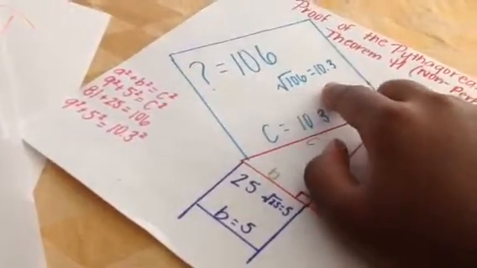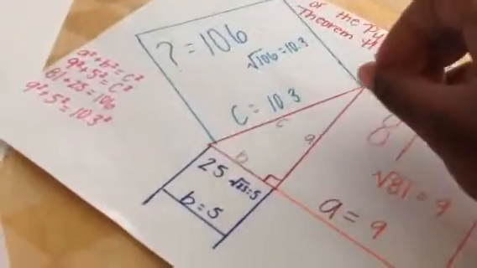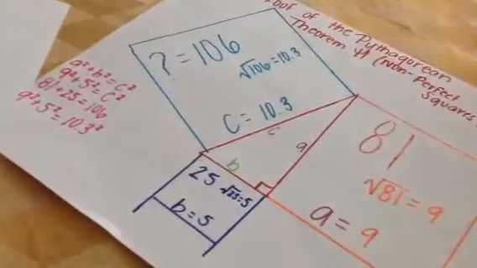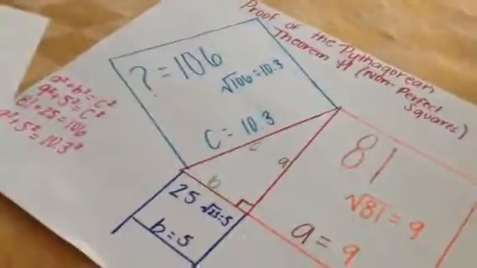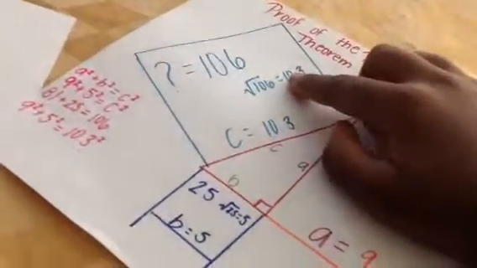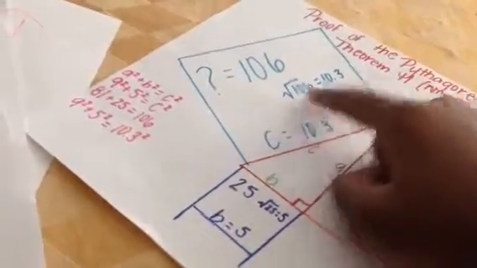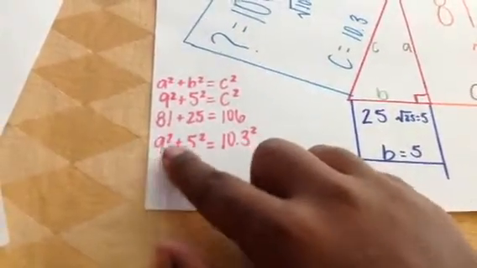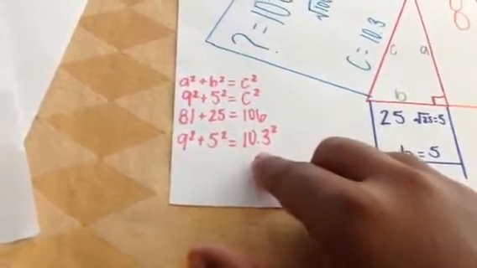root of 106. Well, 106 is not a perfect square, so you can either use your calculator, or you can just find the two perfect squares that are in between it, which are 10 and 11. But 106 is closer to the square of 10, so I just said it was 10.3, because if you multiply it by itself you get about 106. And that gives you the answer. 9 squared plus 5 squared equals 10.3 squared. And that is my proof of the Pythagorean theorem.